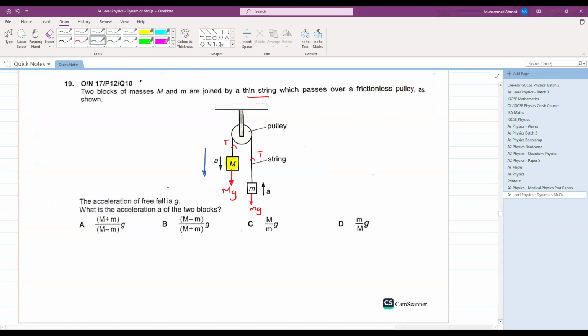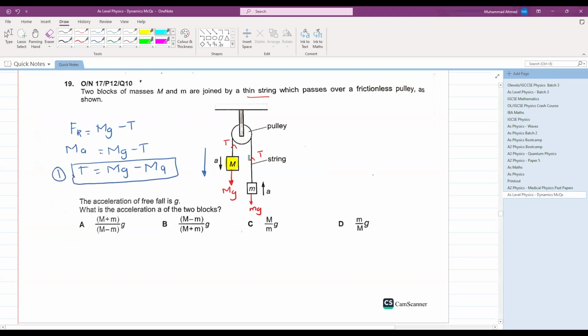Okay. So if this capital mass is moving downwards, what will be the resultant force? The resultant force is capital Mg minus tension. What can this resultant force be equal to? Capital M times the acceleration a is equal to Mg minus tension. Let's make tension the subject. Tension is equal to capital Mg minus capital Ma. This is your equation number 1.